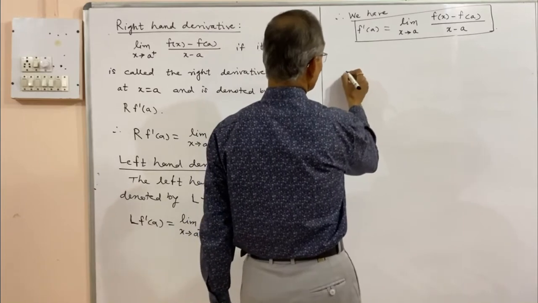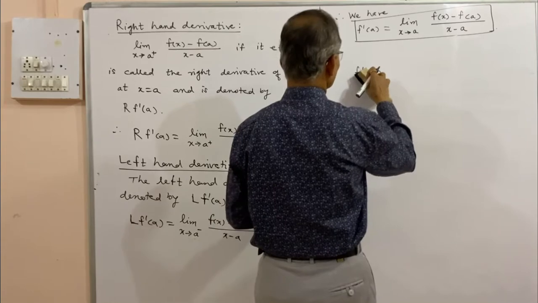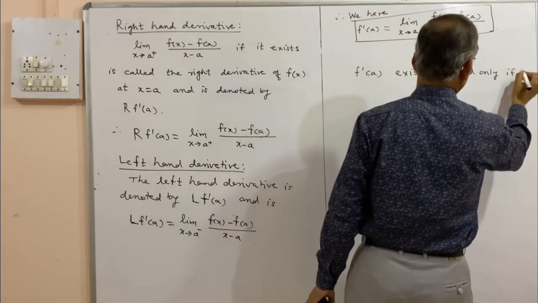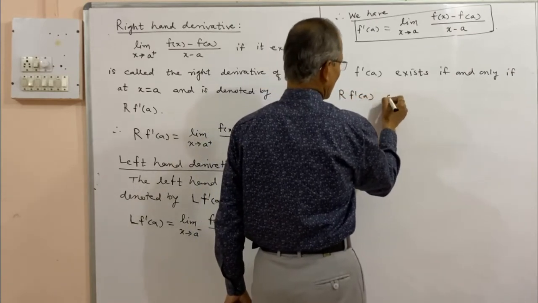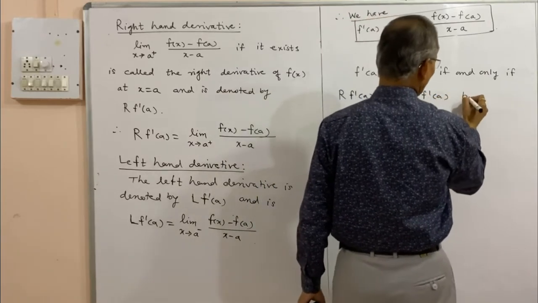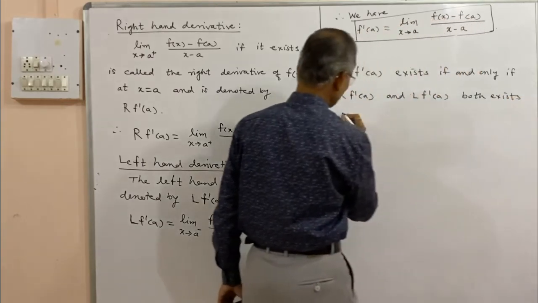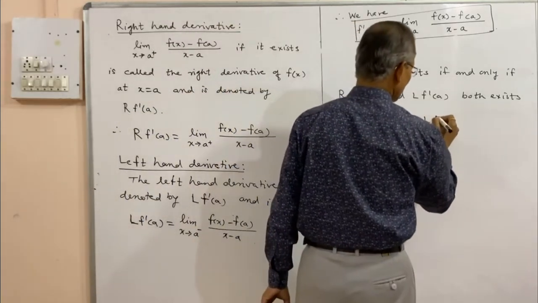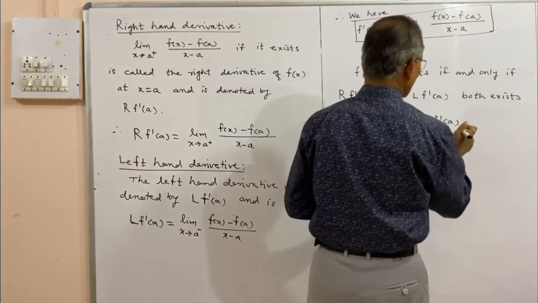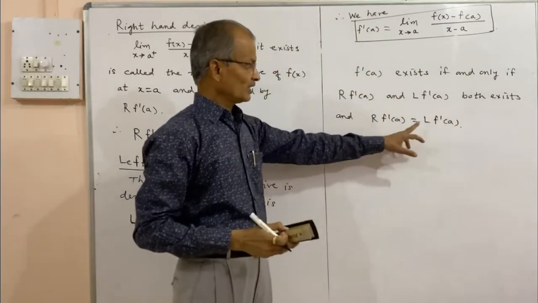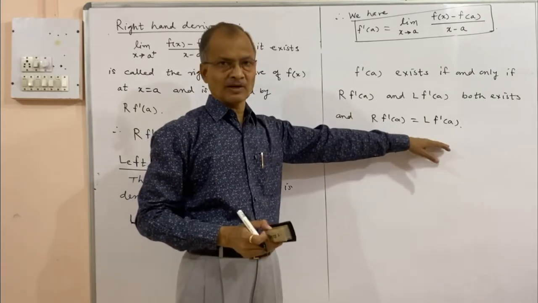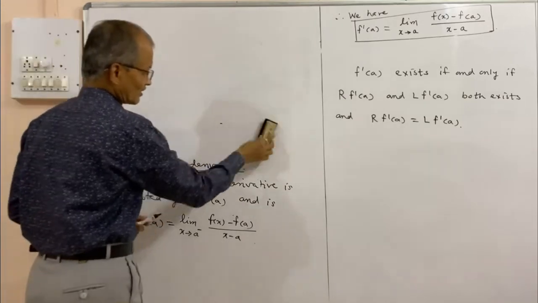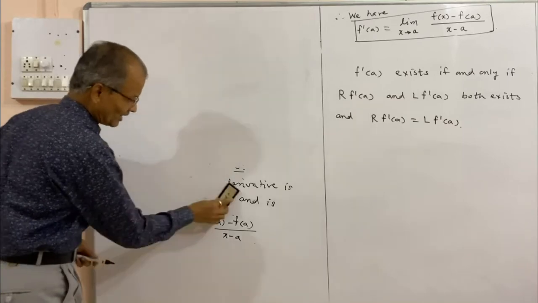So we consider f dash a exists if and only if R f dash a and L f dash a both exist, and R f dash a, means right hand derivative, is equal to left hand derivative. So this is important. So this we have to remember. The derivative exists if and only if R f dash a is equal to L f dash a, means right hand derivative is equal to left hand derivative. And another notation we have studied for derivative is dy by dx. The derivative of y with respect to x is denoted by dy by dx.